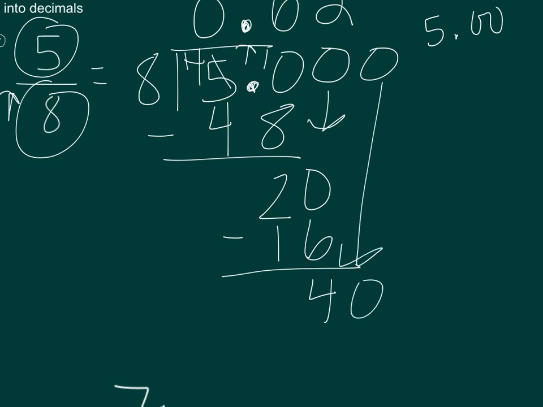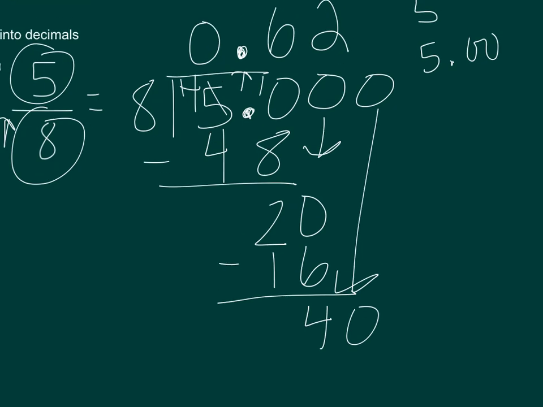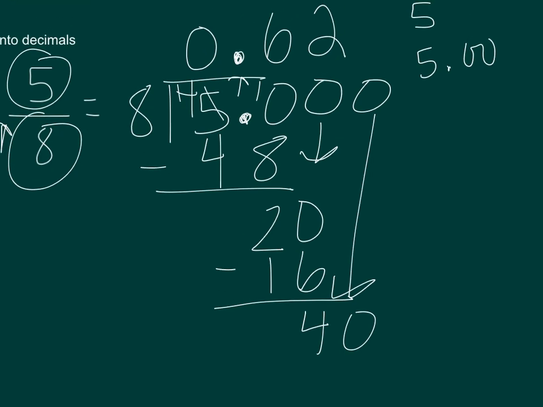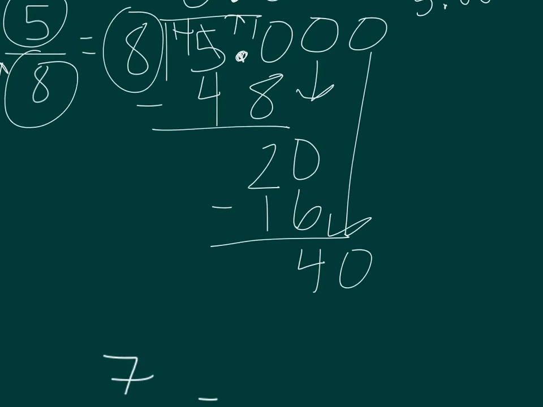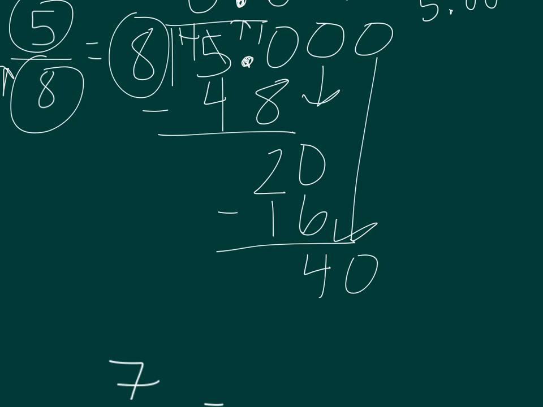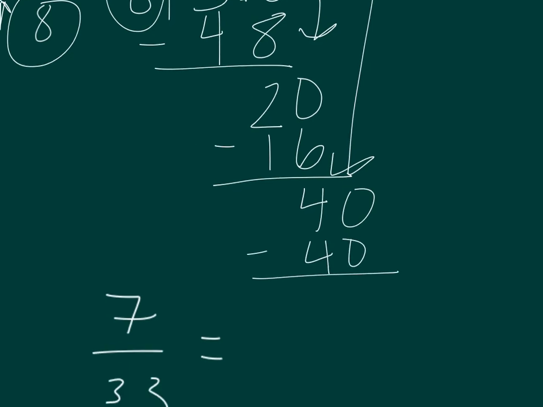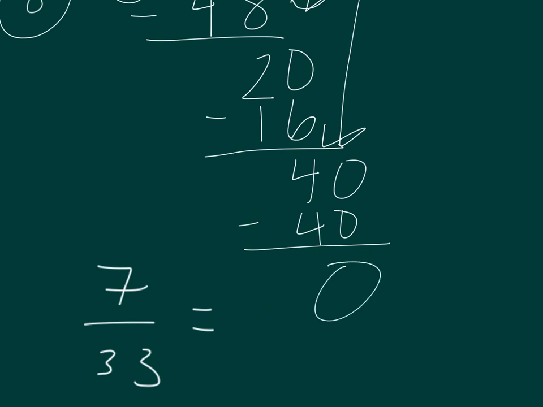I need to continue to do this until my numbers start to repeat or until I get a remainder of 0. What's going to happen that's awesome this time is we're going to get that remainder of 0. 8 goes into 40. That happens 5 times. 5 times 8 is 40. Write that down here. 40 minus 40 gives me that wonderful remainder that I love, which is 0, and it makes me happy.